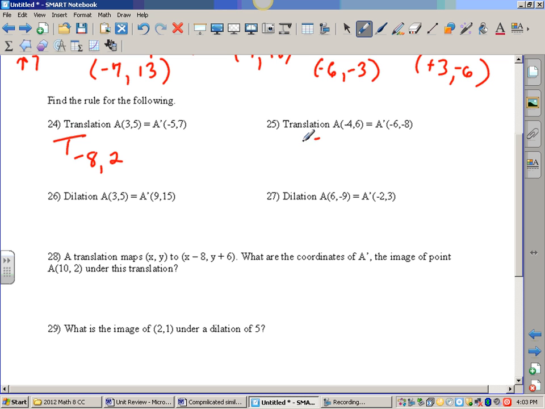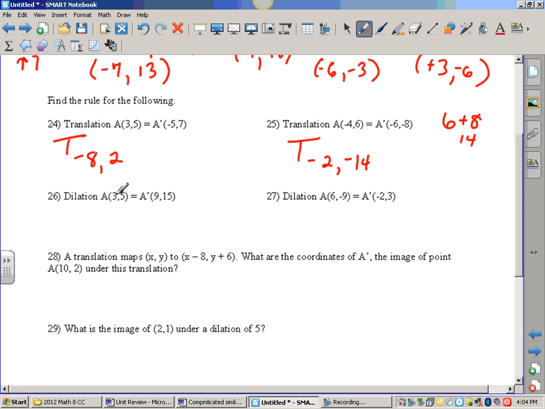-4 to -6, that one's a little bit easier. All I did is subtract 2. I went further into the negatives by 2. But then this one's the more challenging. I'm up at 6 and I have to go down to -8. Well, if you're at positive 6 and you want to get to 0, that's 6 places. And now I'm at 0 and I want to go down to negative 8. Okay, so that's another 8 spaces. 6 plus 8 is 14. You had to subtract 14 from positive 6 to get to negative 8. Then if you use your rule, you'll get to your image.